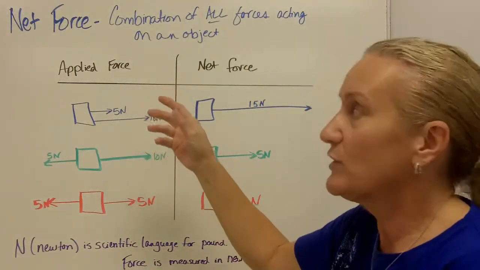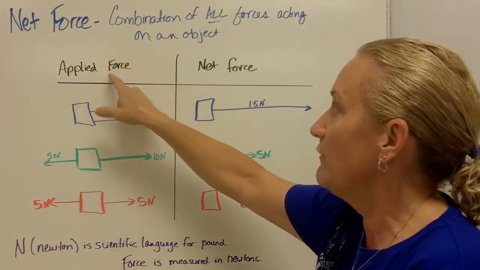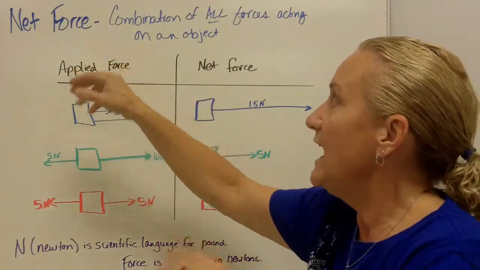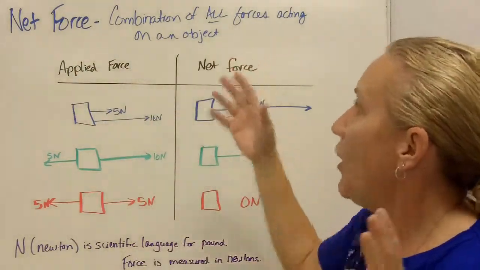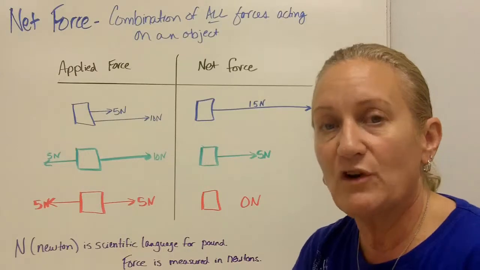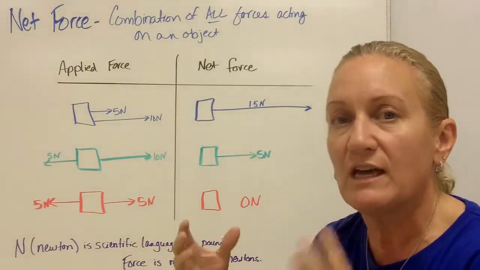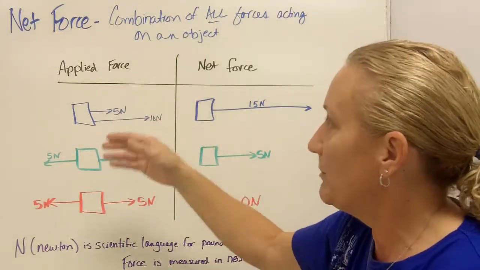So let's talk about forces. First of all, we have two kinds of forces. We have applied force and net force. And a net force is the combination of all of the forces that are acting on an object. So any force that's acting on an object, you put them together, that gives you the net force. So let's look at a couple of examples.